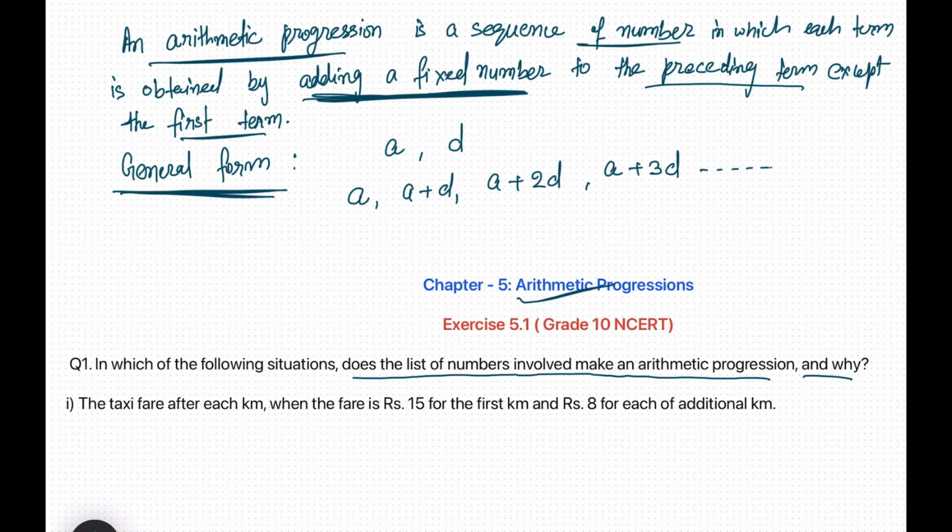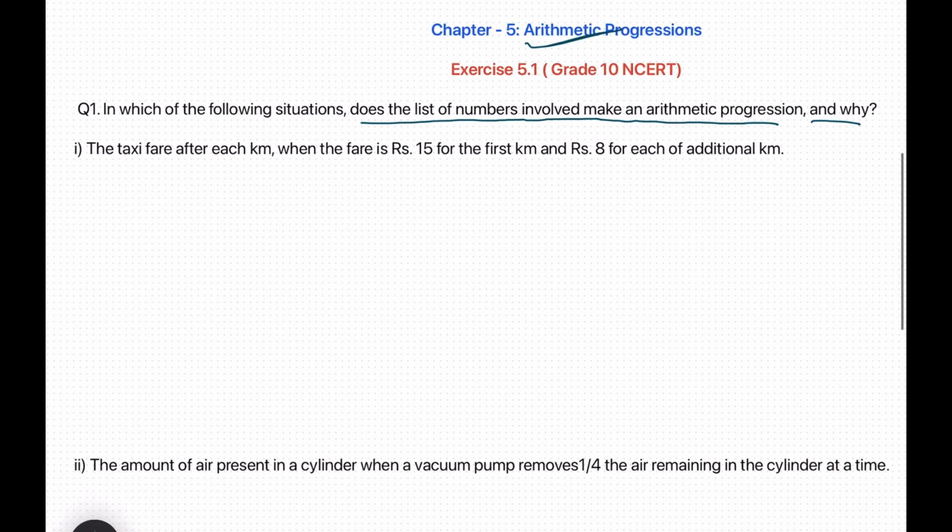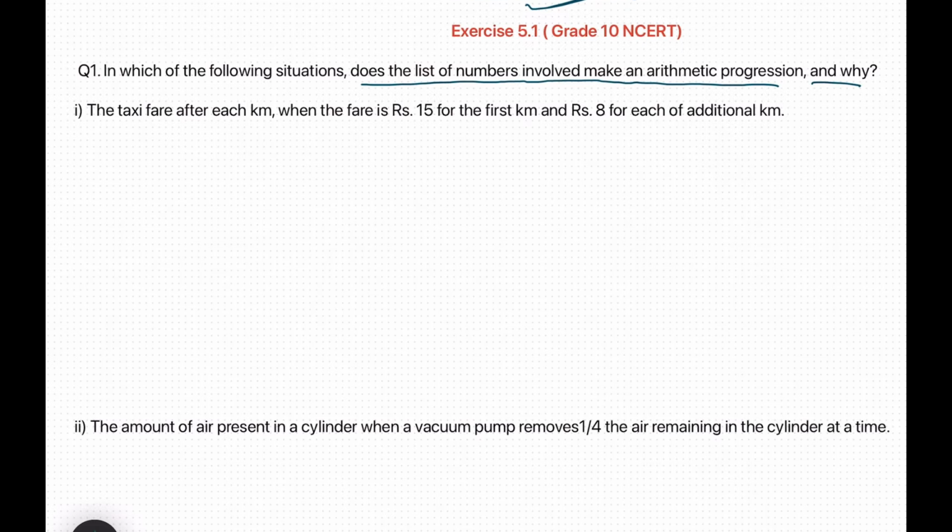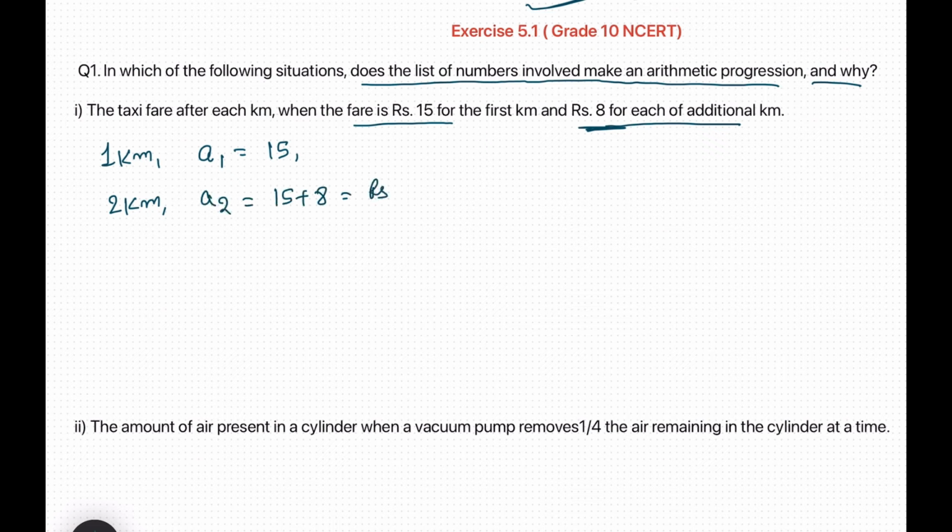Okay. So for the first question, the taxi fare: the fare is 15 rupees for the first kilometer and 8 rupees for each additional kilometer. So taxi fare for 1 kilometer is rupees 15, that we can consider as a1. That is 15, for the first kilometer, right? For the second kilometer, what we can do? We can add the 8 additional. So a2 will be what? 15 plus 8, that we can write rupees 23, that is a2.